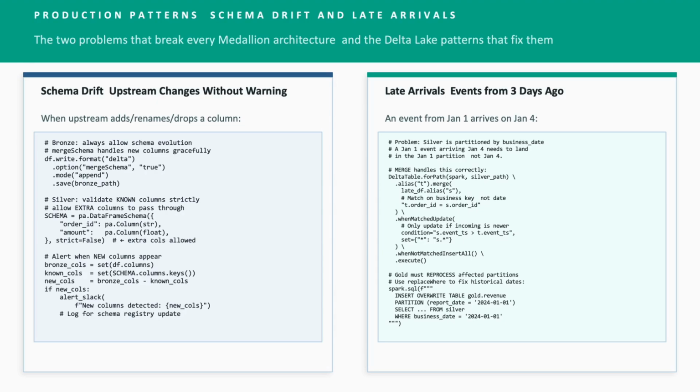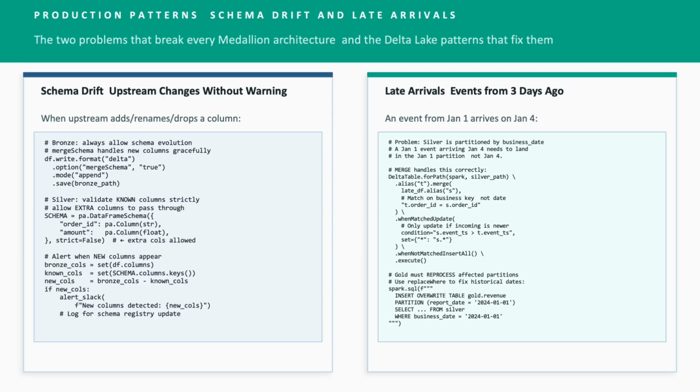Also detect new columns programmatically. Compare the incoming columns against the known schema. If new columns appear, send a Slack alert. A human should decide whether to update the silver schema or reject the new column. Never silently accept unknown schema changes.